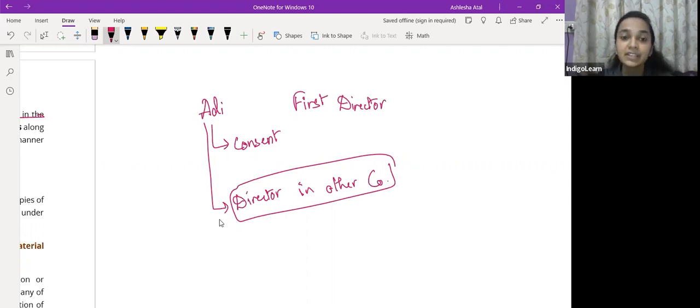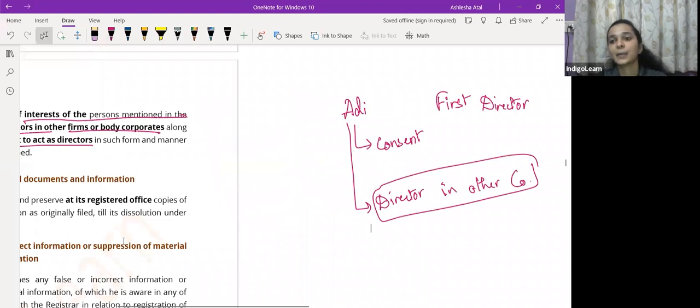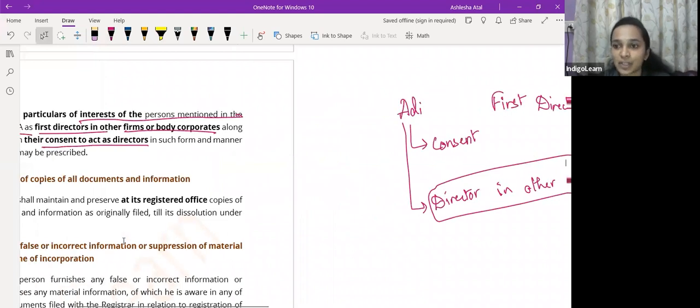Now why is this relevant? This becomes relevant when we talk of related party transactions. वहां पे ये बहुत relevant हो जाता है. ठीक है. क्लियर है? इतना समझ में आया? Okay. So these are the details which shall be stated when filing for incorporation of the company.